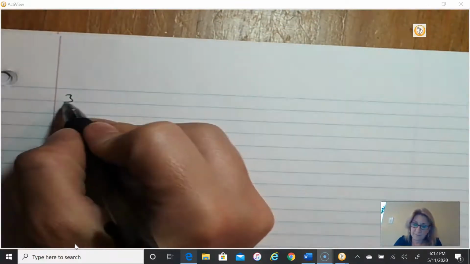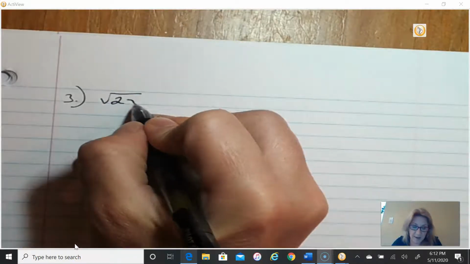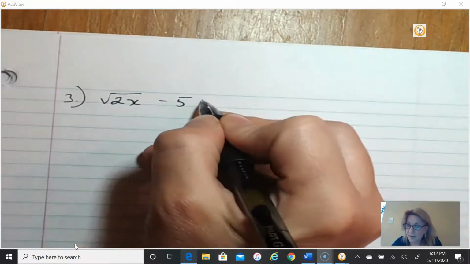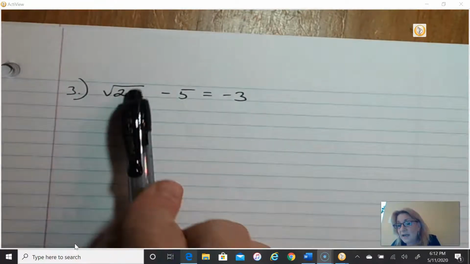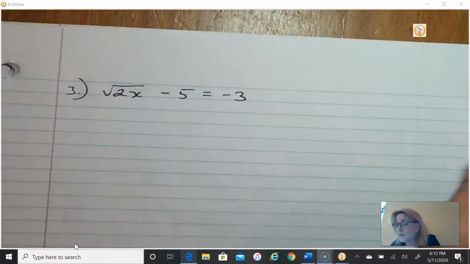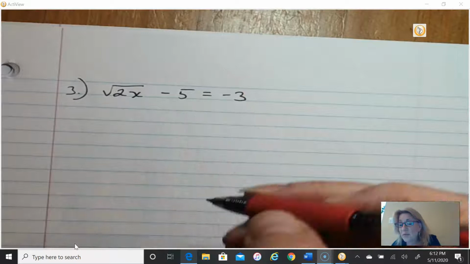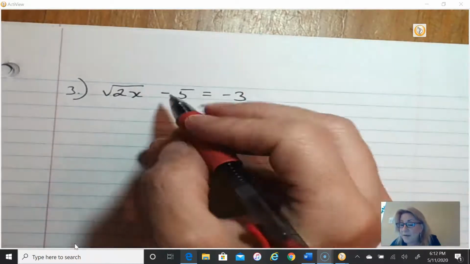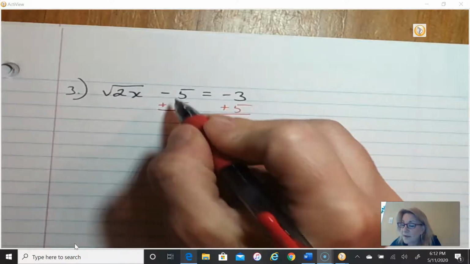All right, so number 3, I have square root of 2x minus 5 equals negative 3. Okay, we got to isolate the radical. Here is my radical, and I need to get rid of the negative 5. To be able to get rid of that negative 5 and bring it to this side of the equal sign, we have to do the opposite, minus 5. So then we're going to add 5 to both sides.